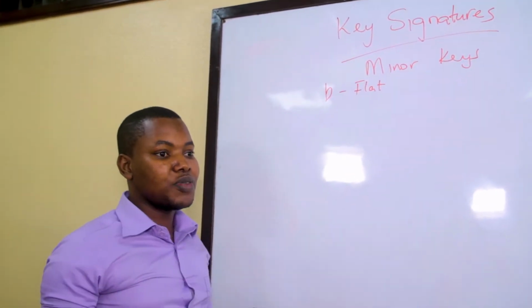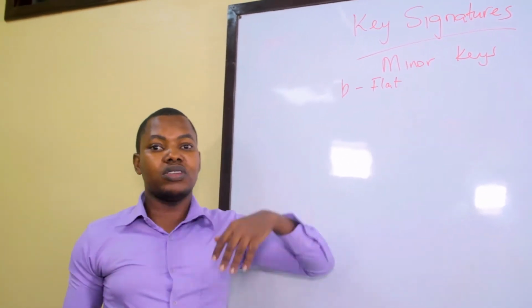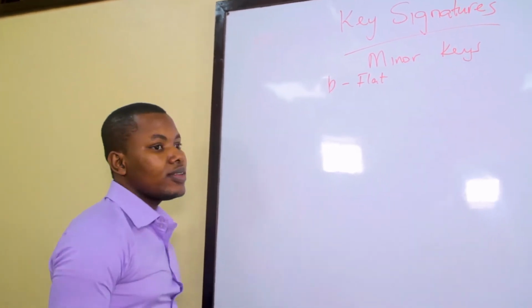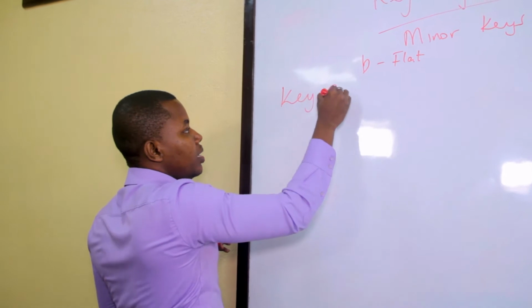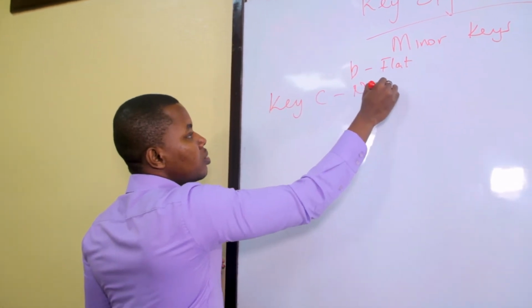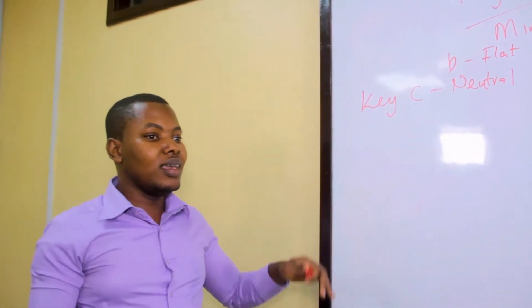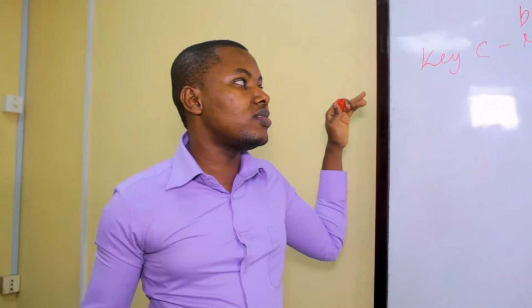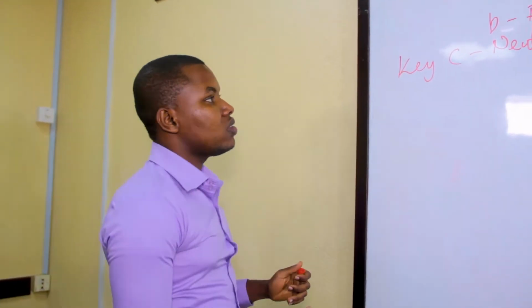And the flat is what reduces a note. It's the opposite of the sharp. The sharp is raising a note, the flat reduces a note. And guess what? Remember we said key C is a neutral key. So we will not talk about key C because it's a neutral key. It's neither sharps nor flats, neither major nor minor. Key C is a universal neutral key. Now we'll talk about other keys.